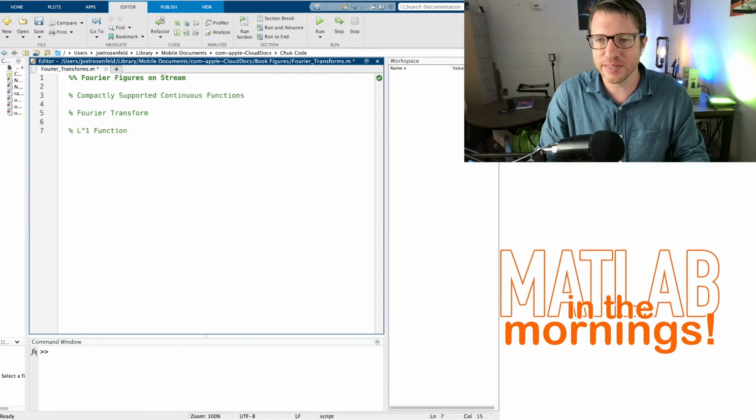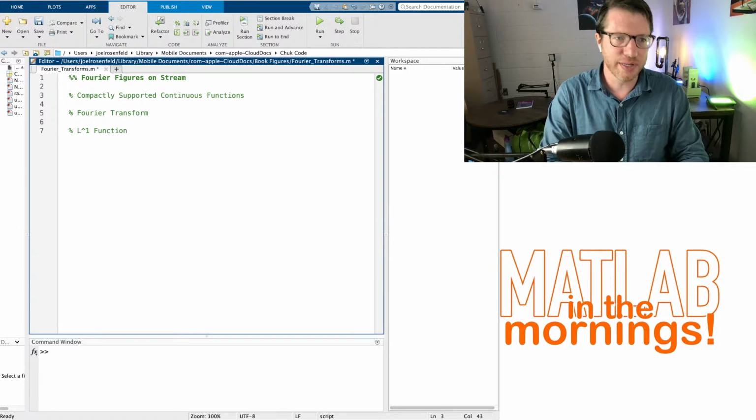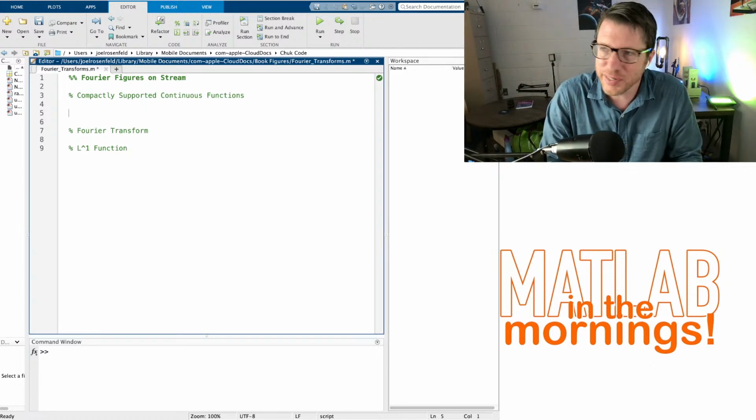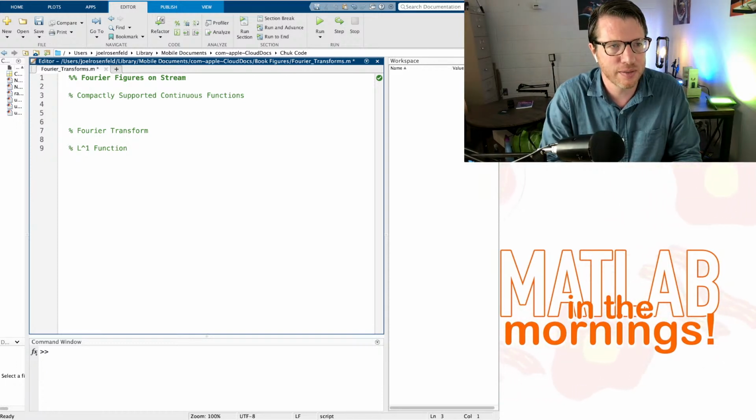Okay, well, let's see. All right, a compactly supported continuous function. That's not too bad. A continuous function is a polynomial, so we can start with that. And so we need to pick some sort of interval. So we'll use, let's see.